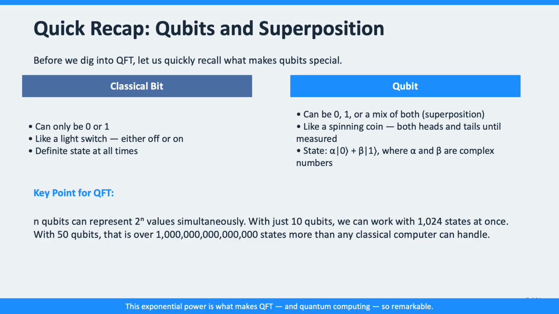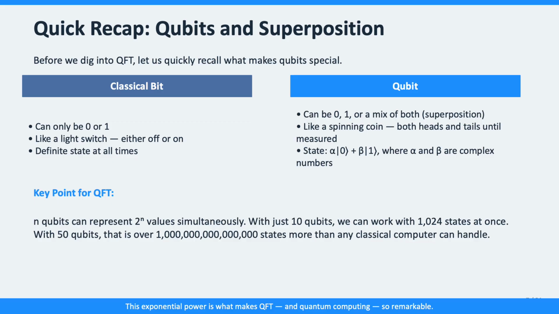The critical point for the QFT is what happens when you have multiple qubits together. With one qubit, you can represent two states simultaneously. With two qubits, you can represent four. With 10 qubits, you can represent over 1,000 states all at once. With 50 qubits, the number of simultaneous states exceeds a quadrillion, far more than any classical supercomputer can hold in memory. This exponential growth in representational power is the foundation of quantum computing advantage.